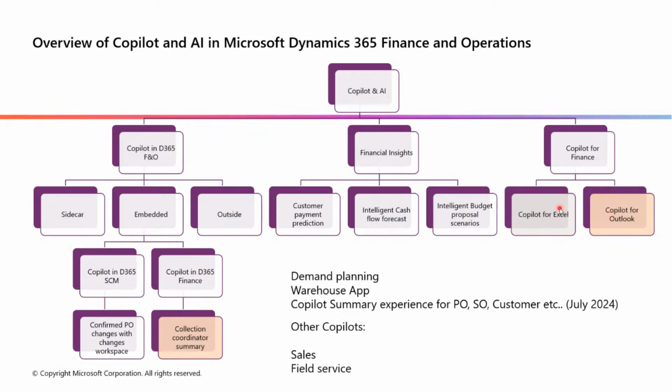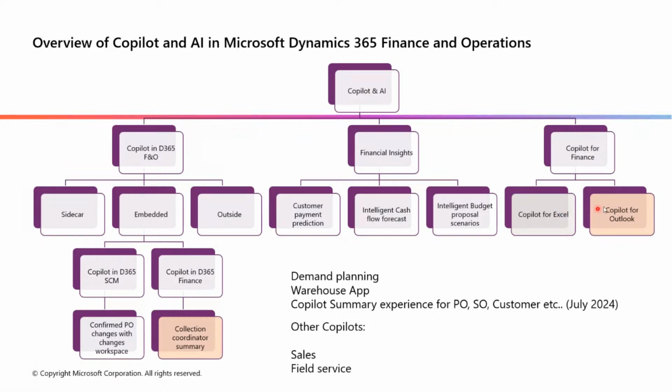Now, the Copilot for Excel helps you to analyze the data or reconcile the data, and that data can be from your D365 Finance and Operations or any external data. So it helps you to do the reconciliation, and also it is going to provide the comparative analysis in future. It is still in preview mode, but once it is available, it is going to provide you more capabilities and features.